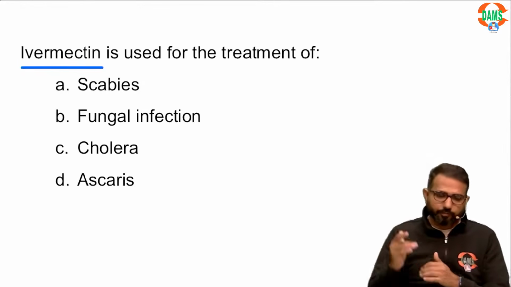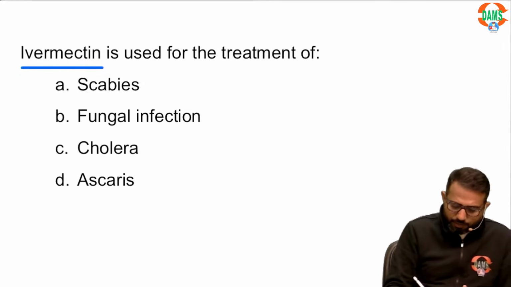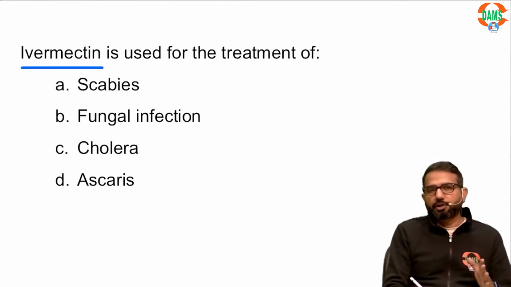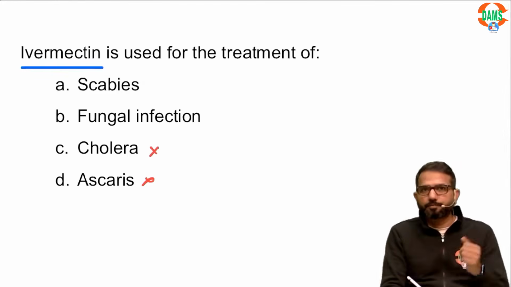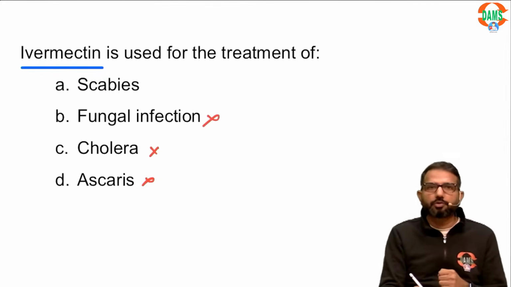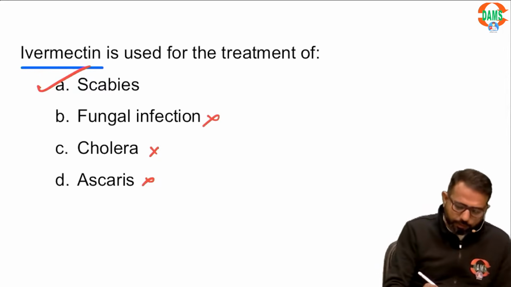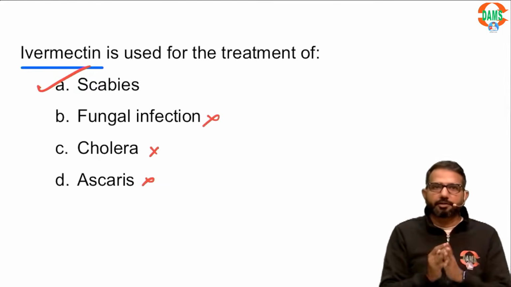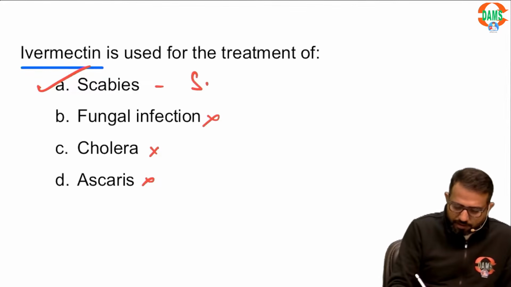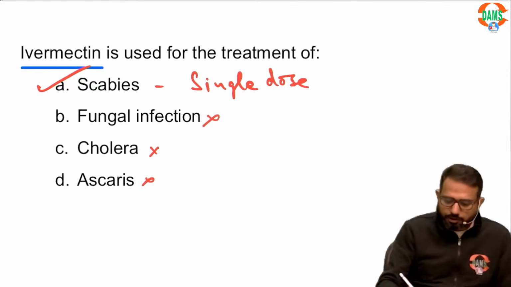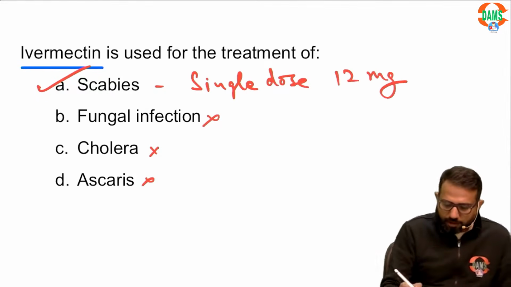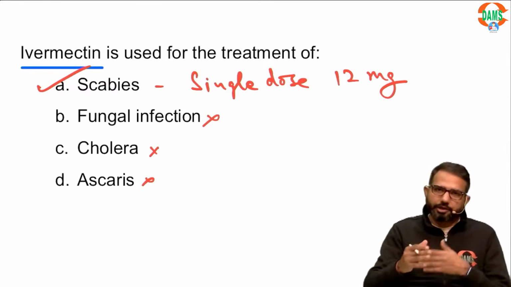But if you see, out of these options, it can be used for ascaris but is not a choice; albendazole is used, so it is not a good drug for this purpose. For cholera, there is no role. For fungal infection, no. It is the drug we use for scabies, Sarcoptes scabiei. In scabies, we use a single dose, 12 milligram for an adult patient. If required, you can repeat after 1 week.